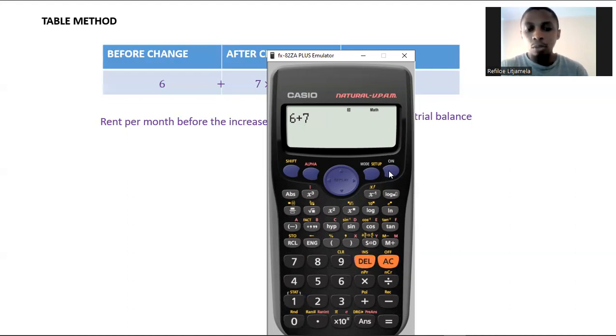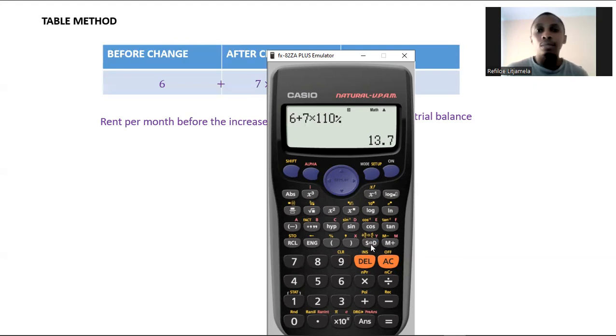7 multiplied by 110. Okay, one at a time, 110%, and then you press the equal sign, it'll give you that 13,7.